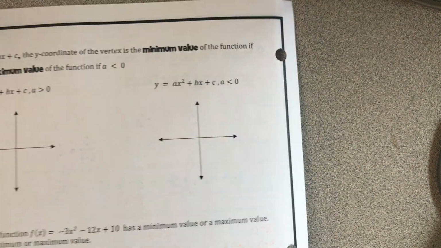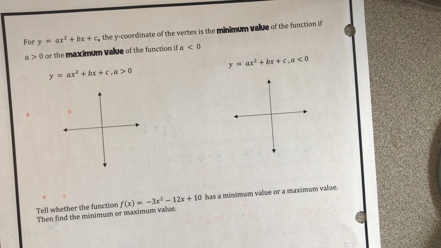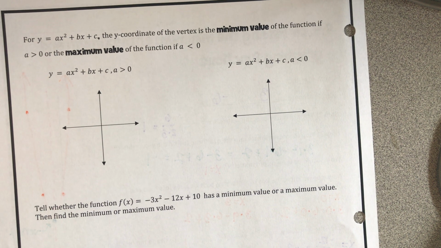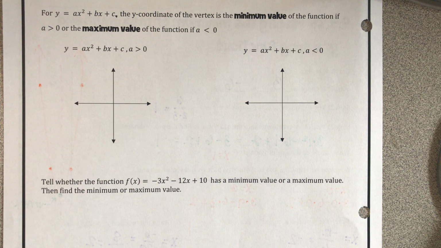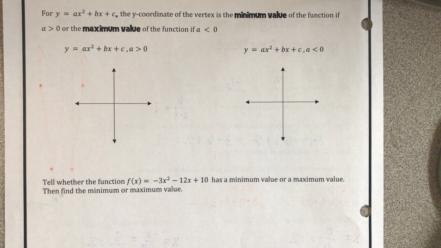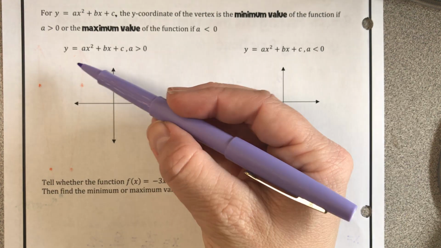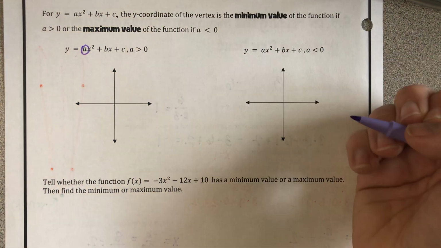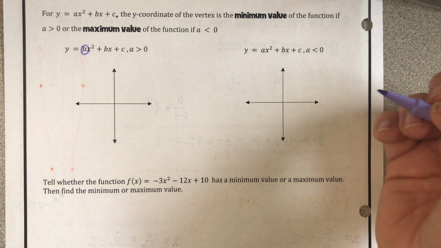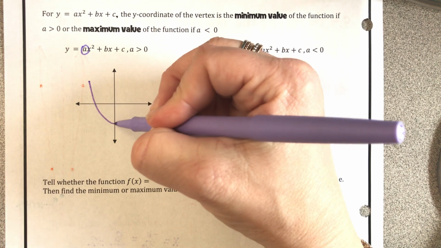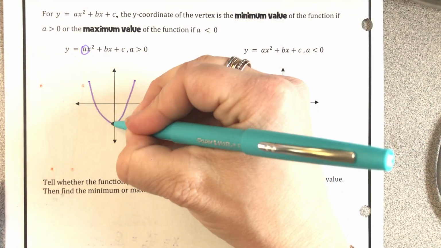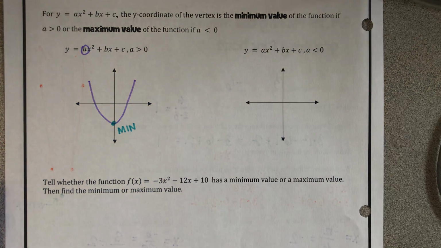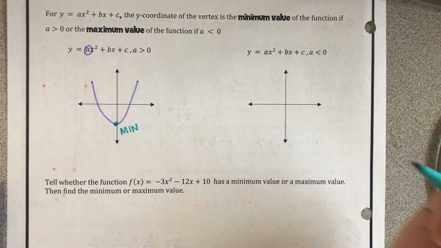Okay. On the back, it says for y equals ax squared plus bx plus c, the y-coordinate of the vertex is the minimum value of the function if a is greater than 0, or the maximum value of the function if a is less than 0. So if we have a parabola that has ax squared plus bx plus c, where a is bigger than 0, anything positive, it's going to give us a parabola like this, and the vertex is going to be the minimum. That's the lowest point on our graph.